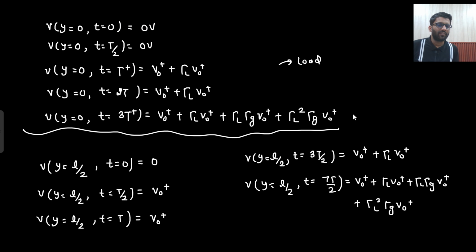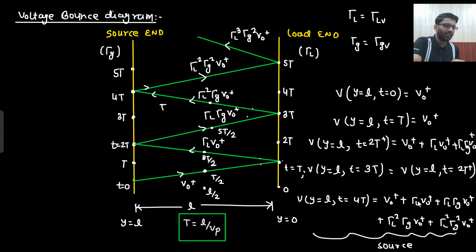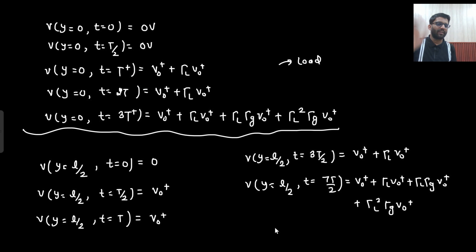Initially V naught plus, gamma L V naught plus. So this voltage, not the same expression, but you get to know that V naught plus, gamma L V naught plus, gamma L gamma G V naught plus, gamma L square gamma G V naught plus. Then what will happen? Gamma L cube gamma G square V naught plus. Then gamma L cube gamma G cube V naught plus. In that manner it will keep on going. Same goes here.